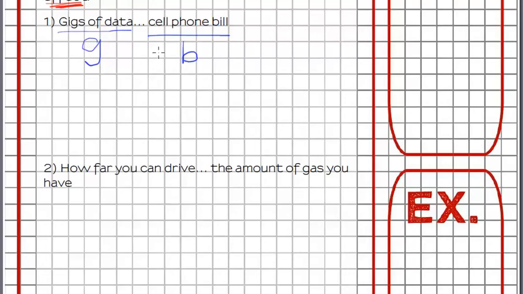From here, we need to think through which one is independent and which one is dependent. If you think about the independent variable as the one that you control, then you control how many gigabytes of data you use. You can choose whether or not to get on Facebook on your phone. You can choose whether or not to download a new song on your phone. You're in control of that. So this is the one that you control. Let's write control to remind us how we figure this out. So that means it is the independent.